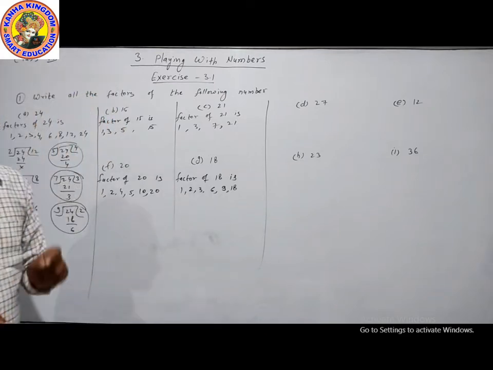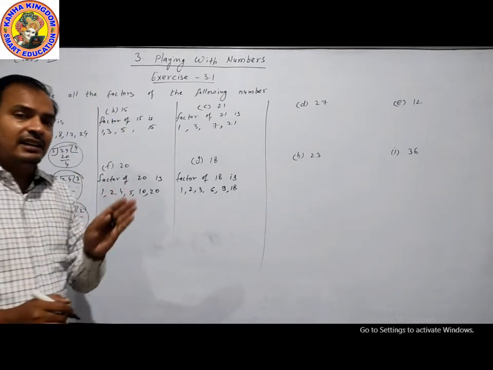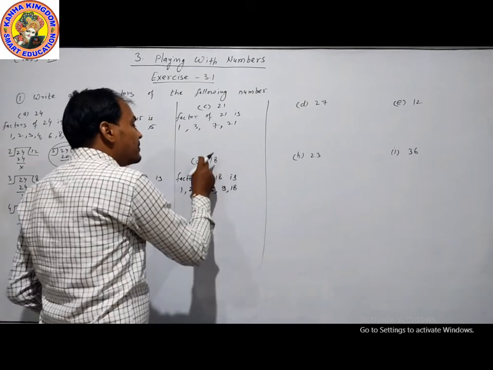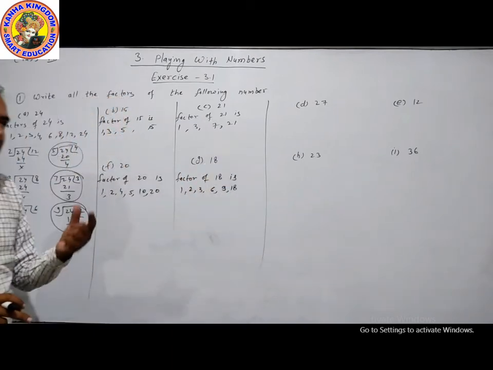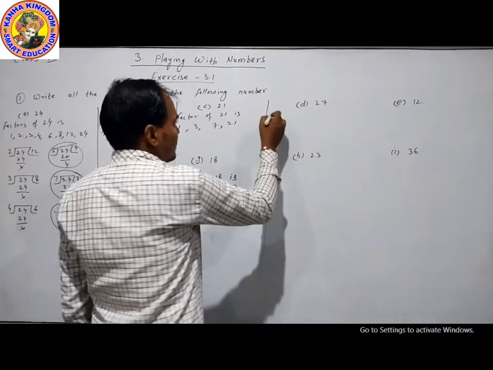You will check the factors up to half the number. Half of 18 is 9. You will check the factors up to 9.